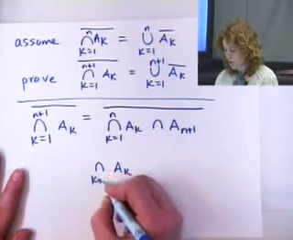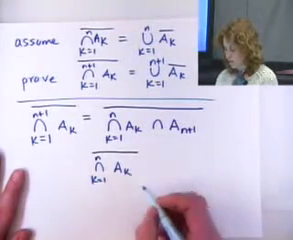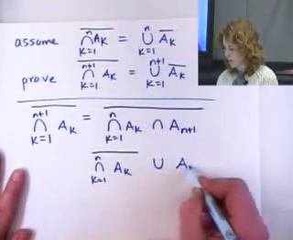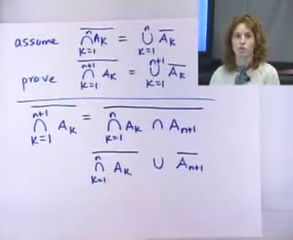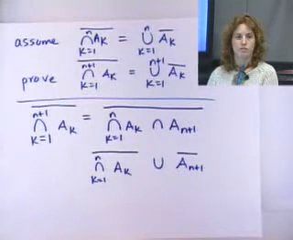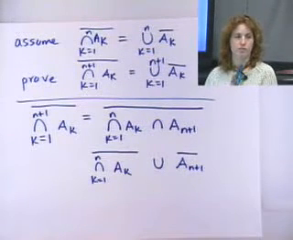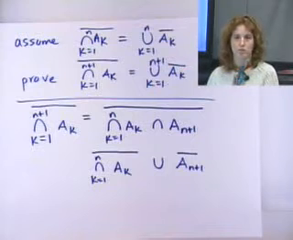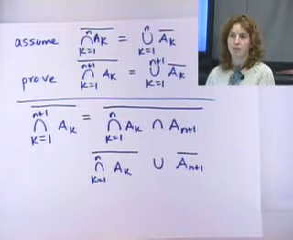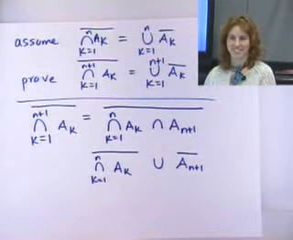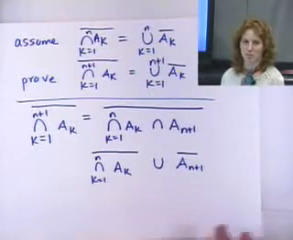So I have the intersection k equals 1 to n negated, unioned with a sub n plus 1 negated. So the bar falls down and the operator changes. Just like we did De Morgan's with plus and times or and or before, because union and intersection work the same way. So De Morgan's works everywhere. We'll never stop seeing De Morgan's.